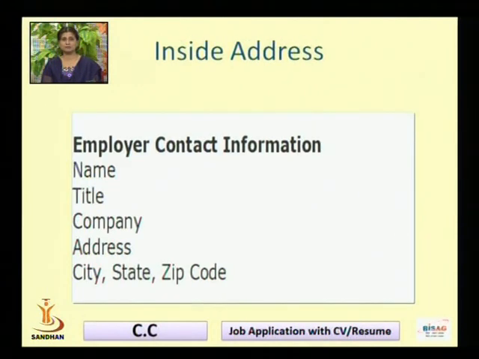Then coming to the third part, that is the inside address, or the address of the person to whom you are sending the application. Again, this is exactly like the heading. You have to mention the name of the person to whom you are writing, the title under which he works, and the company and the address of the company. But there is no need to put "To" because it is automatically understood that this is the recipient's address. There is no need of a comma also. So here again in the inside address you put all the information of the receiver.